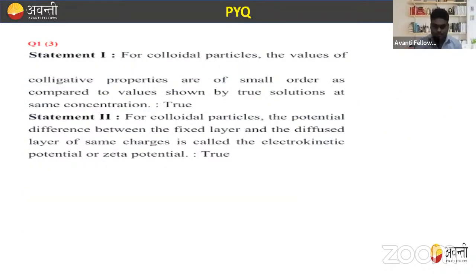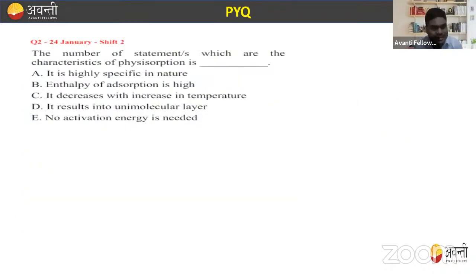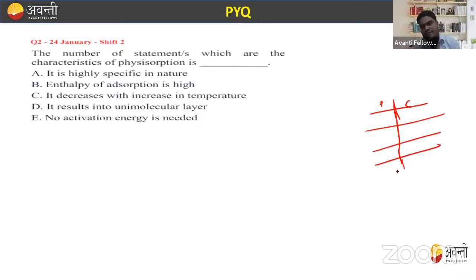Now move to the next question: the number of statements which are characteristics of physisorption. We know that there are two types of adsorption, physisorption and chemisorption. In physisorption, weak van der Waals forces are involved, whereas in chemisorption, chemical bonds are involved. Physisorption involves low enthalpy, like 20 to 40 kilojoules, whereas chemisorption involves a large amount of energy, 80 to 240 kilojoules. Physisorption is also multilayer, whereas chemisorption is only monolayer. These are some important points of difference.